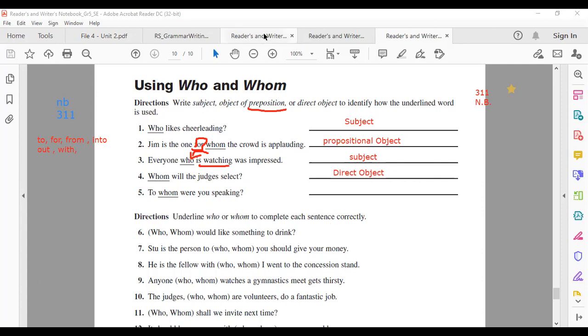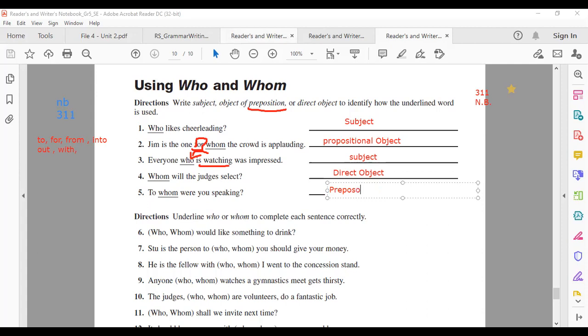Hi, Amal. To whom were you speaking? Object. Excellent. But what kind of object? Direct or preposition? Direct. Are you sure? Yeah. Okay. Why is it direct? No, it's prepositional. Are you sure? Yeah. Why? Because there is a two.